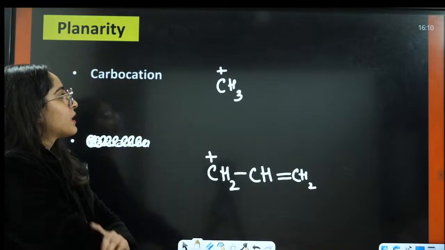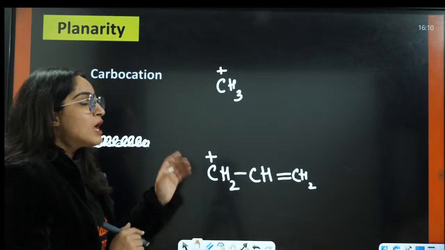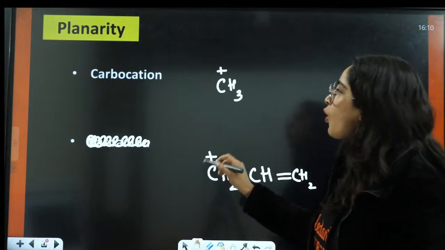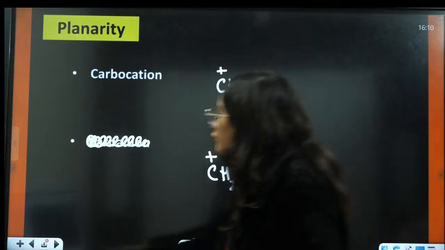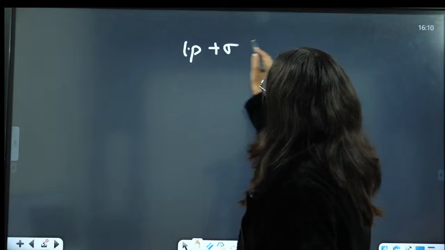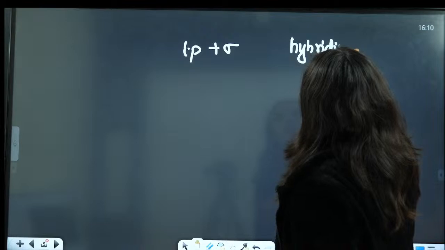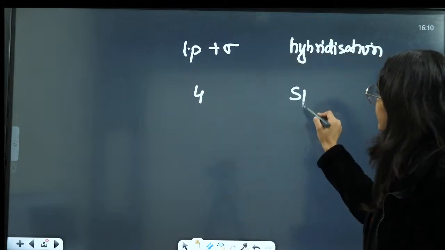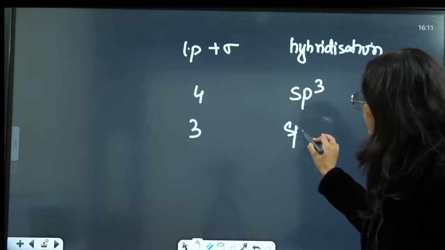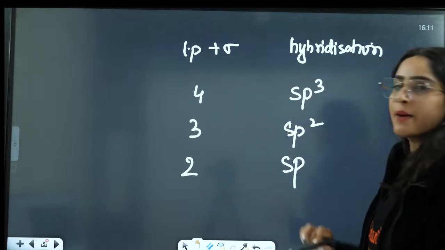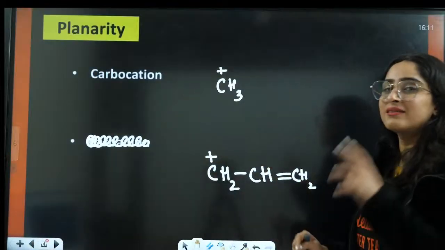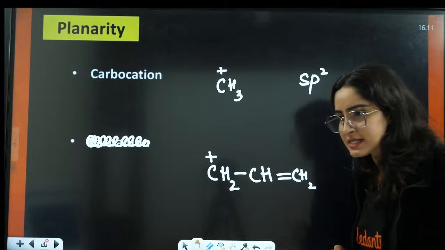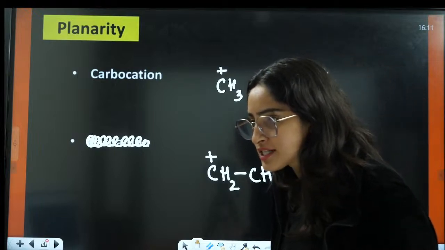So guys, see, this is CH3 positive and this is the other compound. Now let us see CH3 positive. What is the hybridization? It has 3 sigma bonds. Count lone pairs plus sigma bonds. If the summation is 4, it is sp3 hybridization. If the summation is 3, it is sp2 hybridization. If the summation is 2, it is sp hybridization. So this has 3 sigma bonds and no lone pair, which means it has sp2 hybridization.